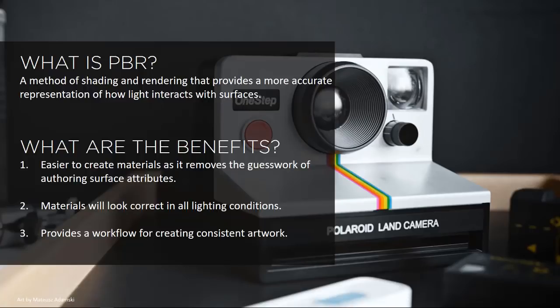And from this, I kind of extrapolate out three benefits. So number one, I like to say that it's easier to create materials as it removes guesswork from authoring surface attributes. And by that I mean that we're using actual, scientifically measured values. So we don't have to say, oh, this metal is this value. I wonder what that is. I have to try to figure it out from a photo. We just know that we're going to use this measured value and it's going to work.